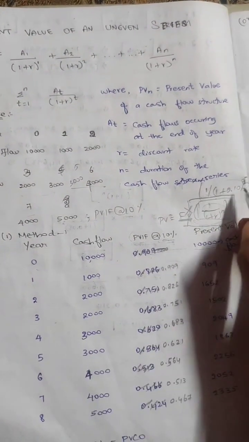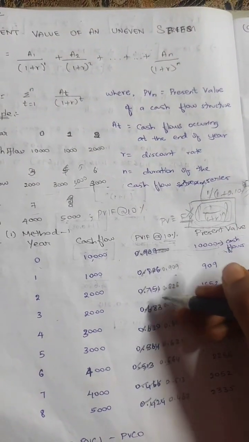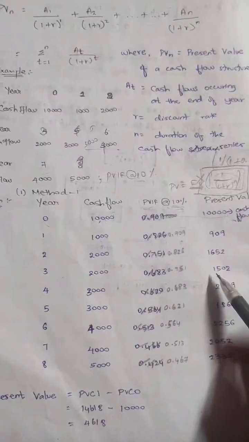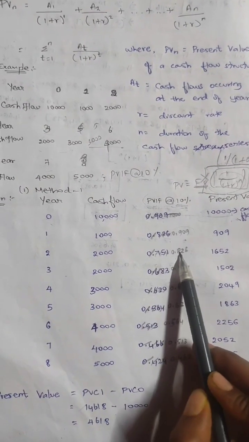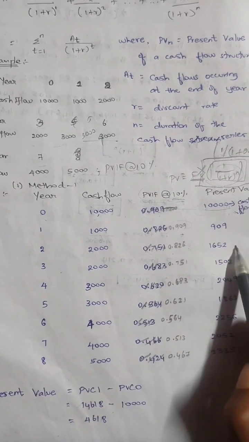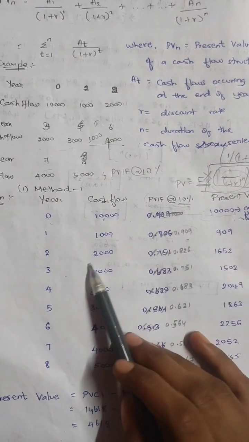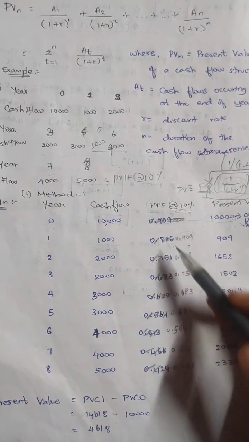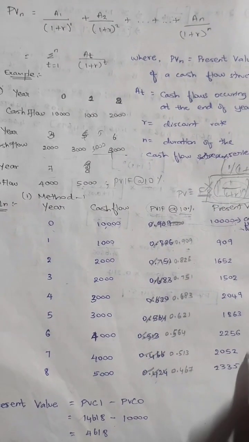For the third year, your number of periods is going to be 3. So likewise, if you solve it, and remember, you have to multiply this interest factor with the respective cash flow amount, you will get the present value of that year. So for the first year we got 909, and for the second 1652. If you do it for the 8 years, you will get this amount.